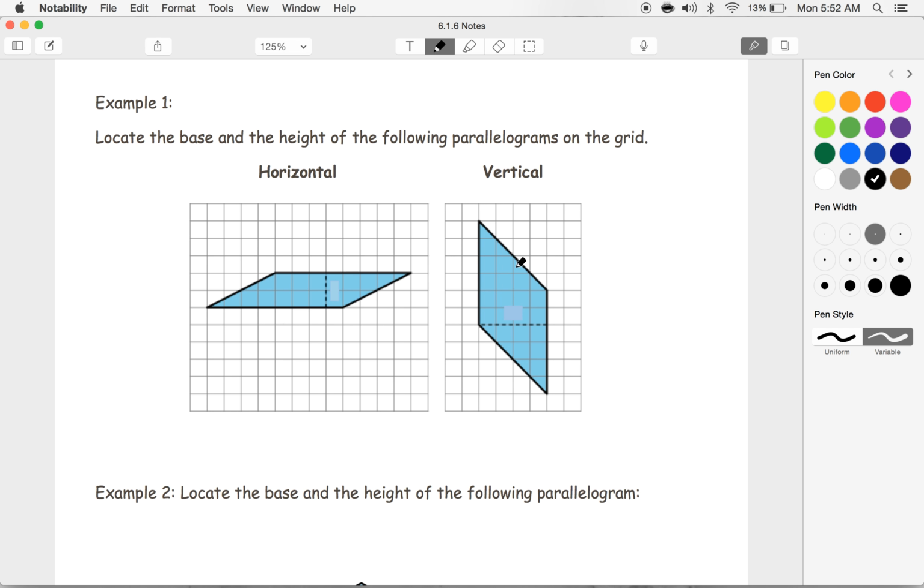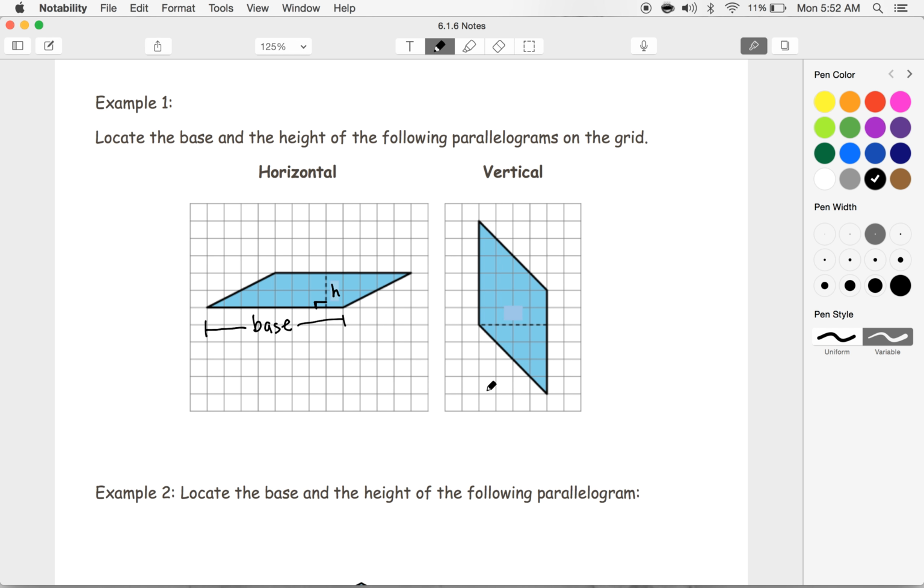Now, this one's nice and straight. It's sitting on a grid line. I'm going to pick that one as my base. Now, in truth, I could pick any of the ones that I want, but it's kind of laying horizontal like this. I feel like this makes it a little bit simpler for me. Then I need to pick a height that's going to be perpendicular. So this is my height.